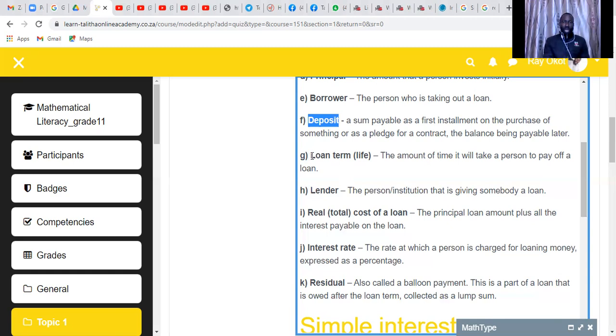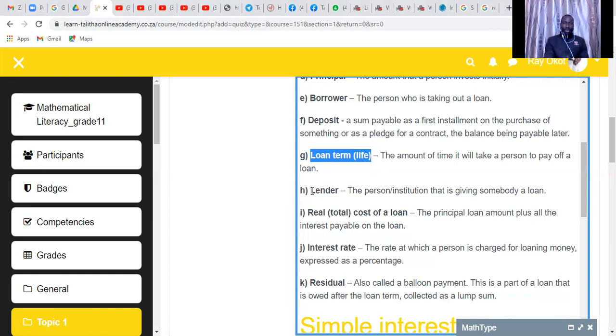The next term we want to look at is called the loan life or the loan term. Now, the amount of time it will take a person to pay off a loan is what we call the loan time. So you got a friend who wants some money, he wants to buy a house, but he's not having all the money at once. He is borrowing some money from you and he is refunding that money after a period of 6 months. That money which he is refunding over the period of 6 months is a loan. And the time taken, which is 6 months, is what we call the loan term or the loan life.